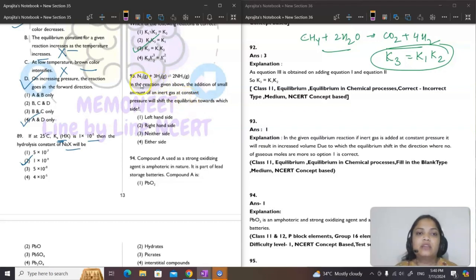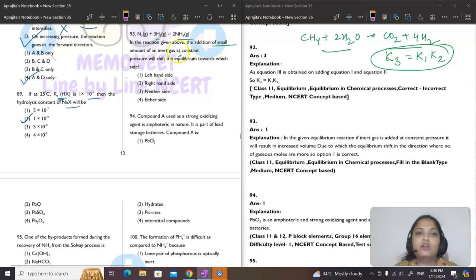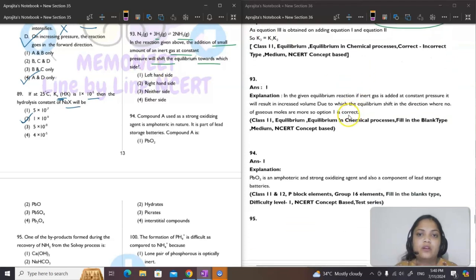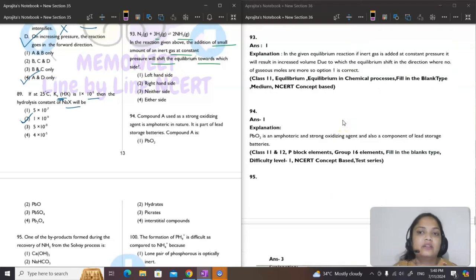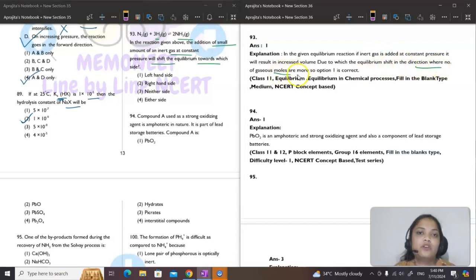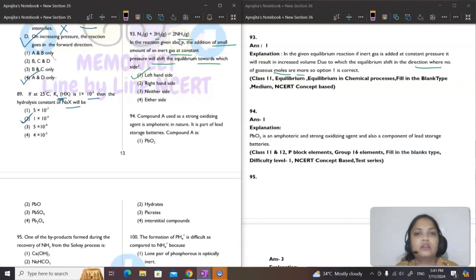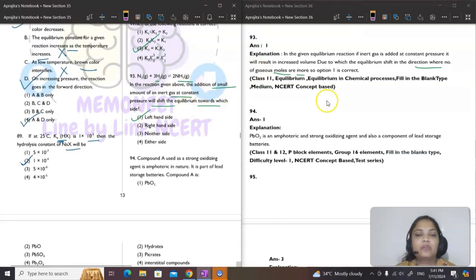Now question number 93. N2 plus 3H2 gives 2NH3. Now addition of a small amount of inert gas at constant pressure will shift the equilibrium to which side? If we are adding inert gas at constant pressure, it means it will increase the volume. Now if the volume increases, the equilibrium will shift in the direction where the number of gaseous moles is more, which means the left hand side, the backward direction. So the answer is option 1. These things are happening in accordance with Le Chatelier's principle.